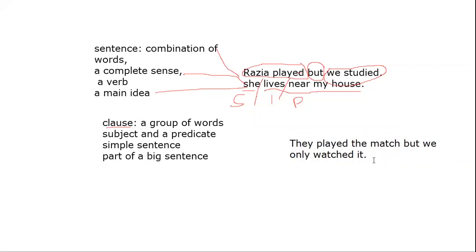It is a big sentence, but in fact, just like "Razia played but we studied," it also has two parts. See, it has two parts. One part is "they played the match," and the other part is "we only watched it." And these two parts are joined by a joining word, but. Conjunctions are a part of speech.